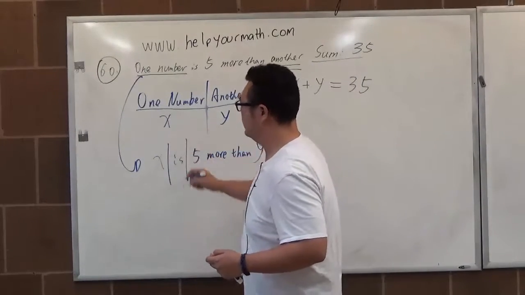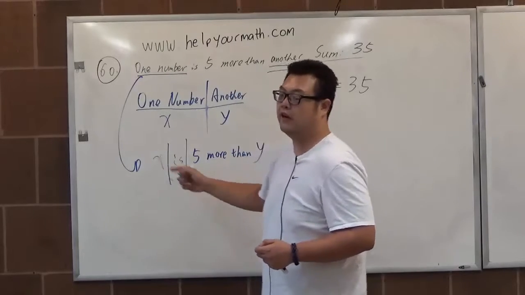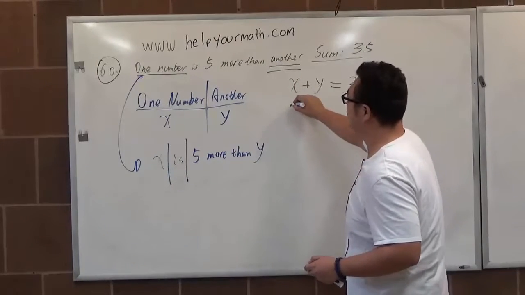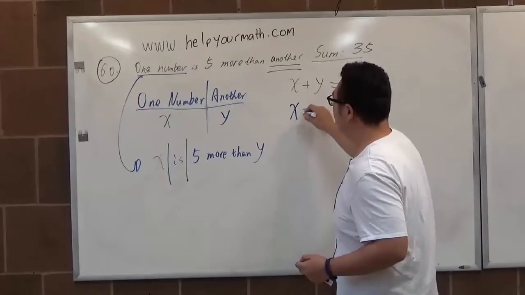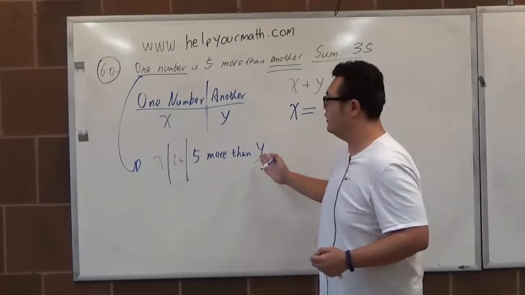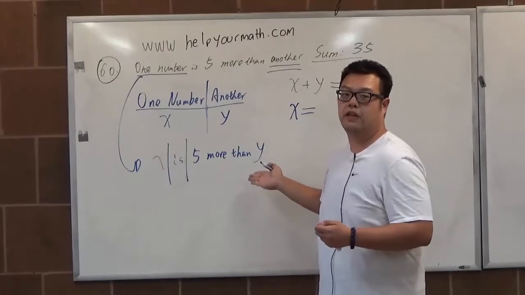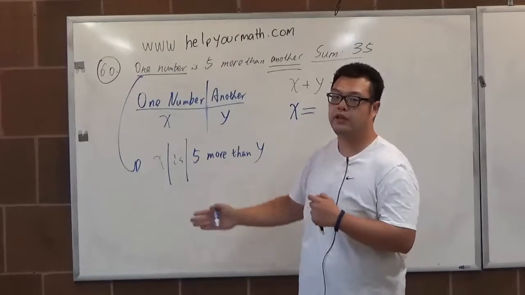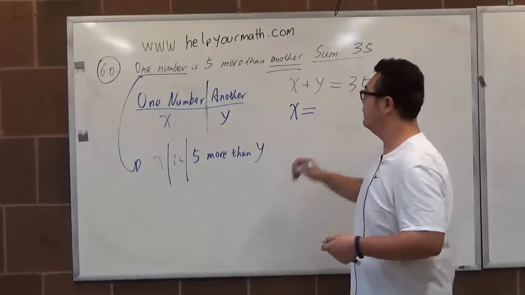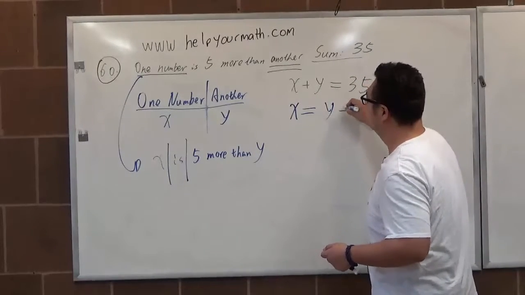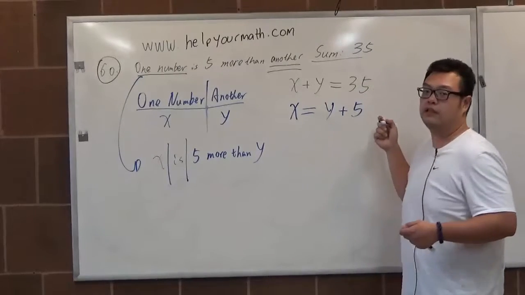So let's write it. On the left is just x. X is 5 more than y, which is just y increased by 5. 5 more than y will be y increased by 5. That will be y increased by 5.